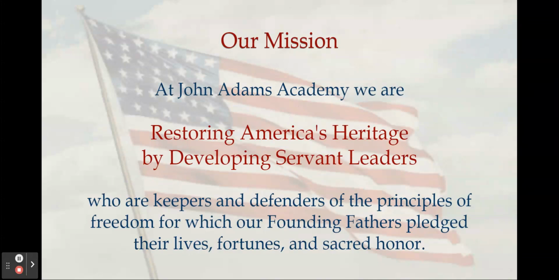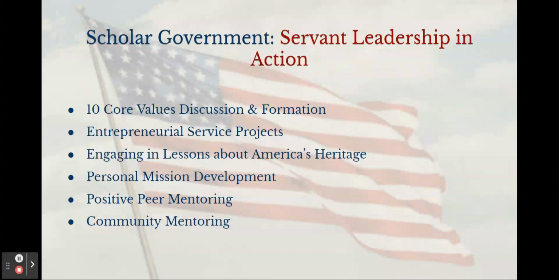Our mission is the core of everything that we do at John Adams Academy. Every lesson, every classic, every program we do is focused on accomplishing this mission. How can we better develop servant leaders at John Adams Academy that will go out into the community and promote American values? Our scholar government exemplifies servant leadership. We want to live out our mission, not simply proclaim it.